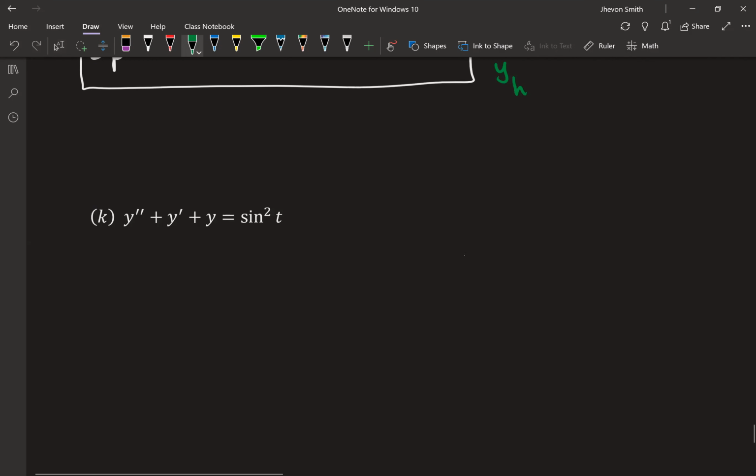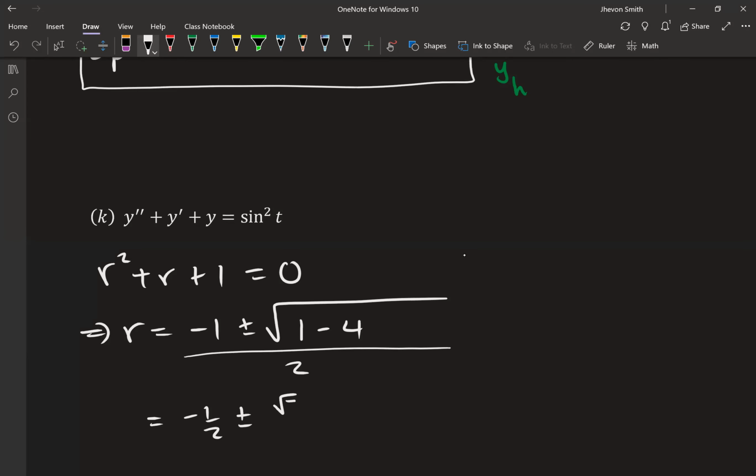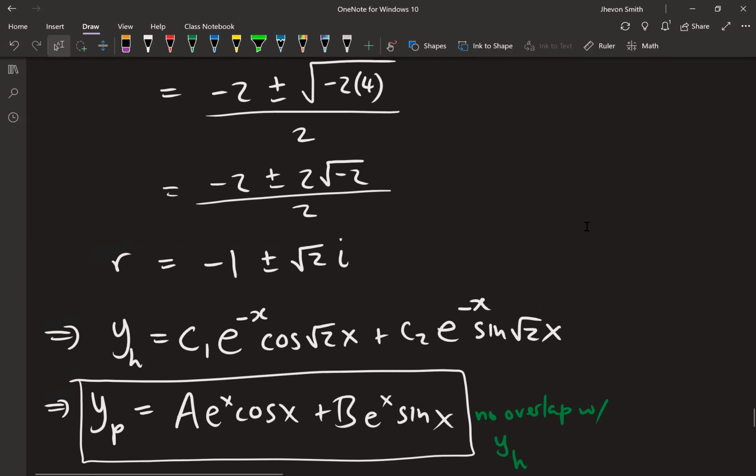All right, here we have r squared plus r plus 1 equals 0. That does not factor, so we're going to use a quadratic formula. Minus b plus or minus the square root of b squared minus 4ac over 2a. This is minus 1/2 plus or minus radical 3 over 2i.